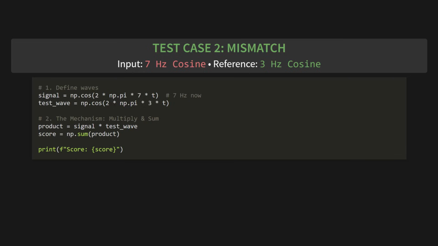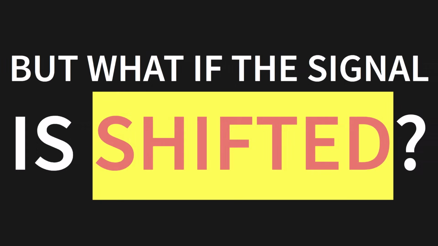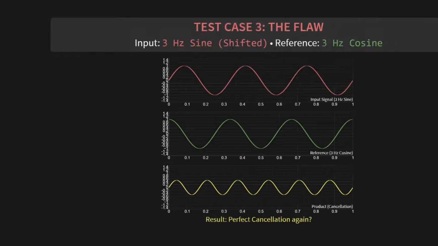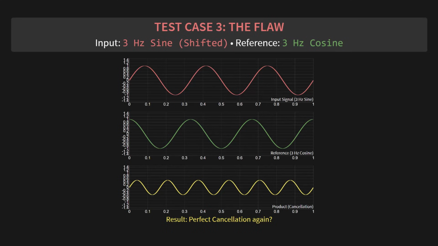Let's check the code. The only thing that's changed is the signal is now a 7 Hz cosine. The mechanism is identical, and the score? Exactly 0.0. Correctly ignored. So far, so good. Our machine seems pretty good, right? But what if the signal is shifted? This is where our simple machine breaks. Test case 3, the flaw.